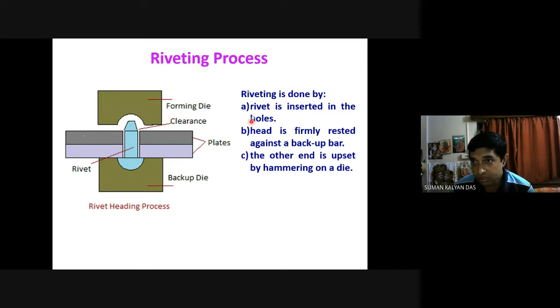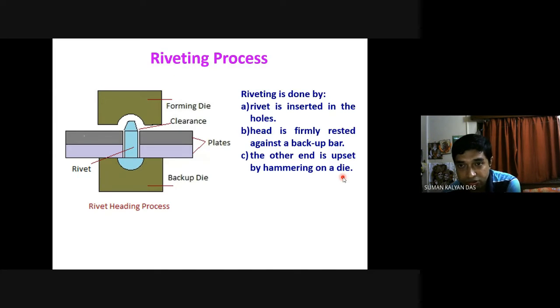Whatever I told is actually written over here. Step by step, the rivet is inserted in the holes. The head is firmly rested against the backup bar. The other end is upset by hammering on a die. Now, this plastic deformation that the tail undergoes is also known as upset. So this term upset is also used for this type of plastic deformation process, as we see in this rivet. So the other end is upset by hammering on a die.